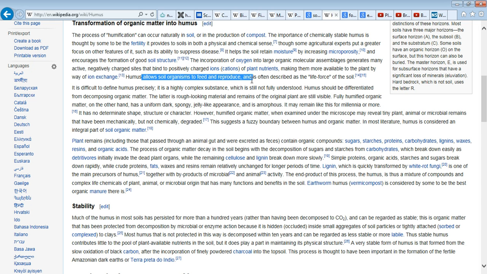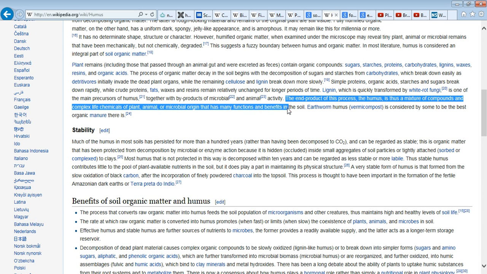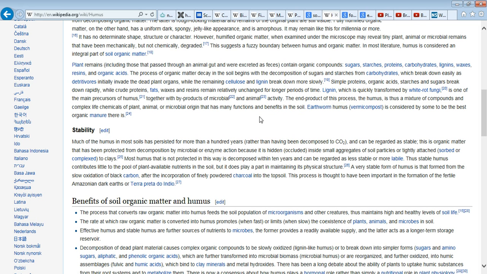Humus allows soil organisms to feed and reproduce, and is often described as the life force of the soil. The end product of the process, the humus, is thus a mixture of compounds and complex life chemicals of plant, animal or other microbial origin that has many functions and benefits in the soil. Much of the humus in most soils has persisted for more than 100 years rather than having been decomposed to CO2. So we're needing gases as well for humus to exist. We're needing various gases and things to exist, which again, as I showed you at the start, evolution can't explain the existence of these gases.